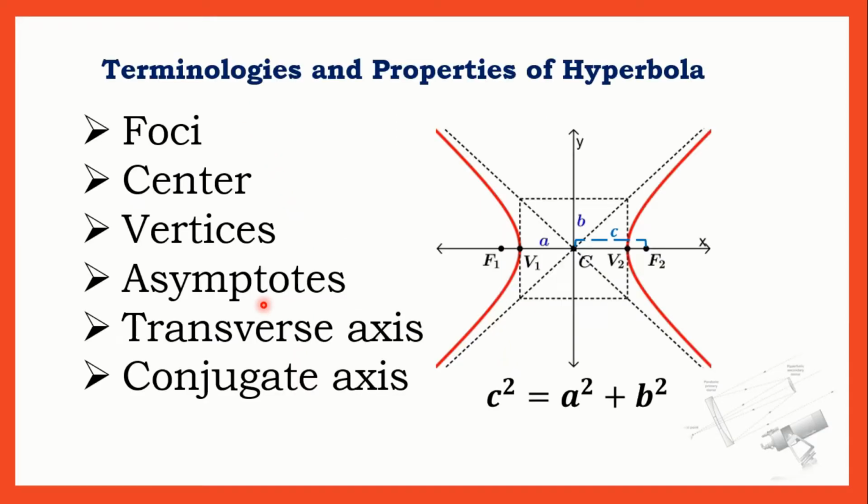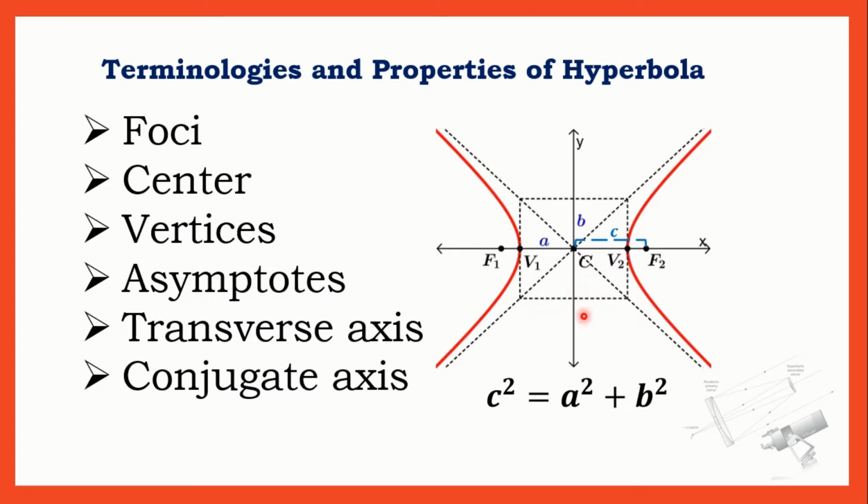We need to be mindful of the terminologies and properties of hyperbola. We have the following terms: foci, center, vertices, asymptotes, transverse axis, and conjugate axis. The foci are the two fixed points F sub 1 and F sub 2. The center is the midpoint between the foci, denoted by capital letter C.